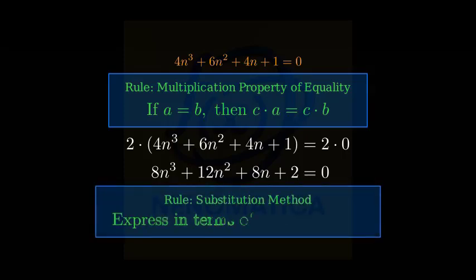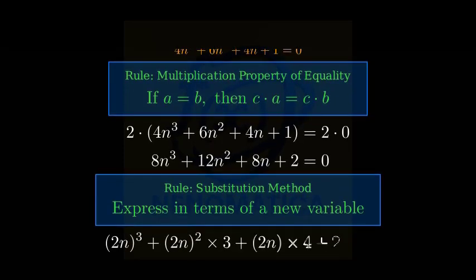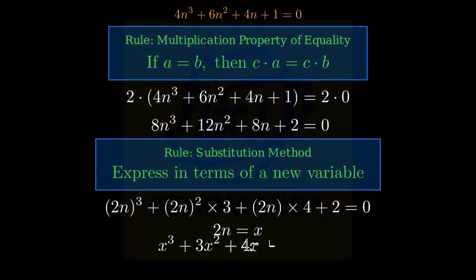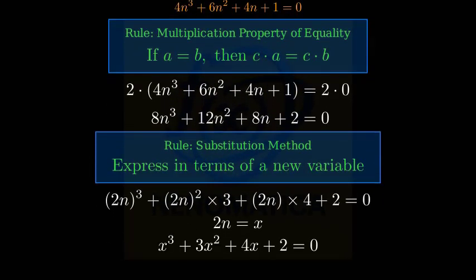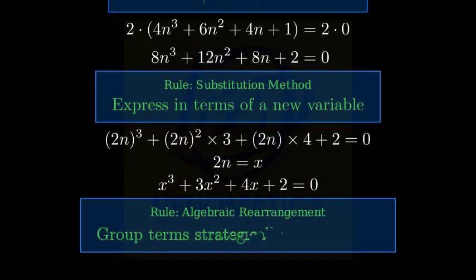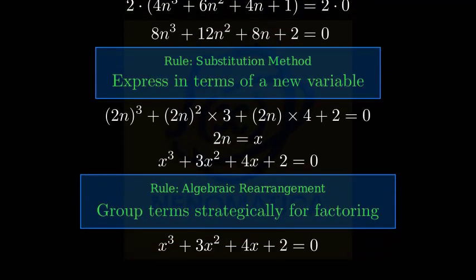We can write this as (2n) cubed plus (2n) squared times 3 plus (2n) times 4 plus 2 equals 0. Let's substitute x equals 2n to simplify our work. This gives us x cubed plus 3x squared plus 4x plus 2 equals 0. Next, we'll rearrange the terms to group them in a way that will help with factoring. We can rewrite our equation as x cubed plus 3x squared plus 4x plus 2 equals 0.